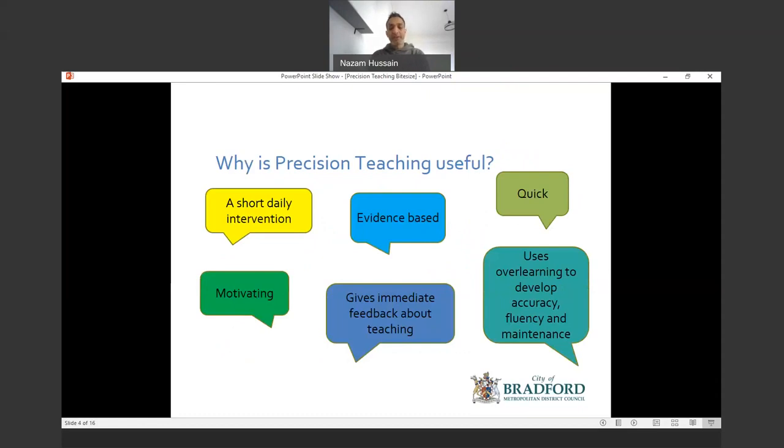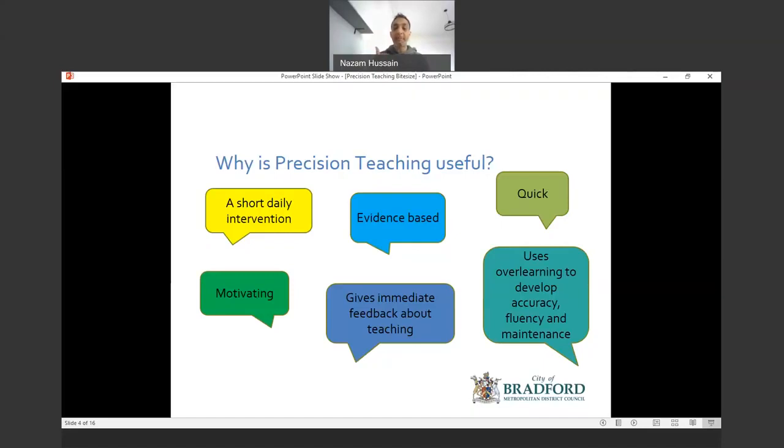Why is it useful? So obviously we'll talk about the process after a few slides, but essentially once you set it up, it can be a fairly quick intervention, which is very bespoke and specific to that child. It uses learning hierarchy frameworks to develop accuracy and fluency of skills, discrete tasks that you want the students to embed and use really, really quickly.